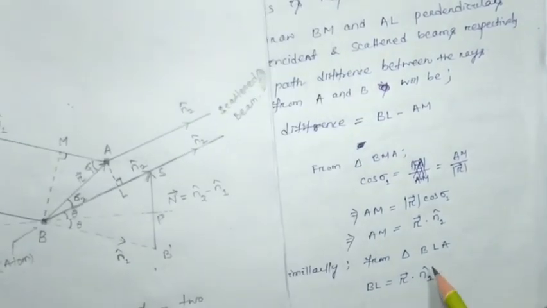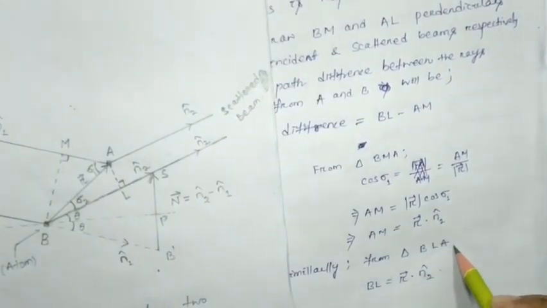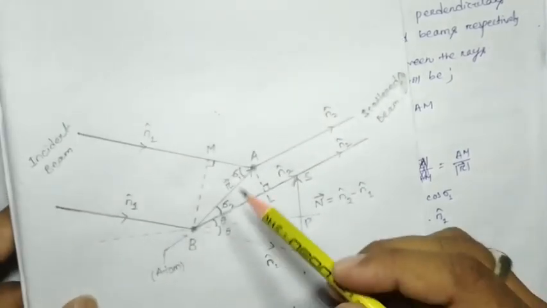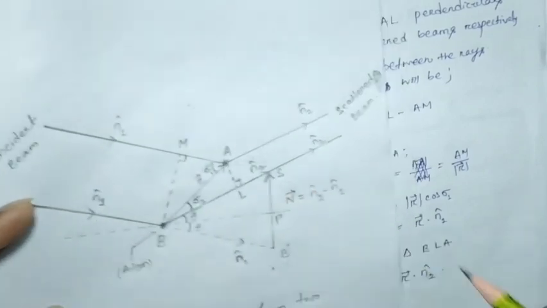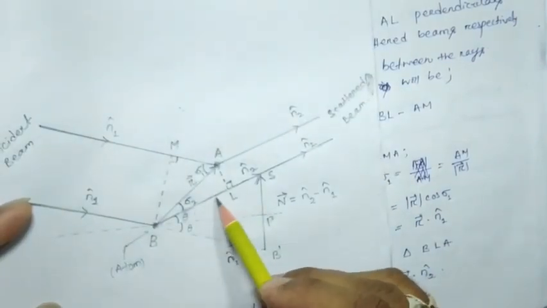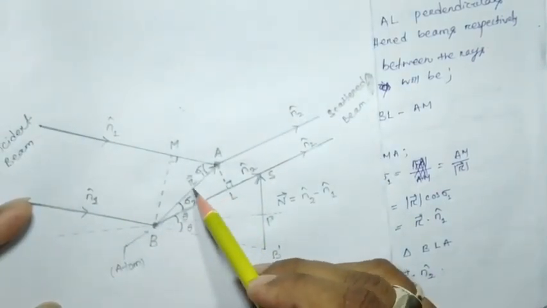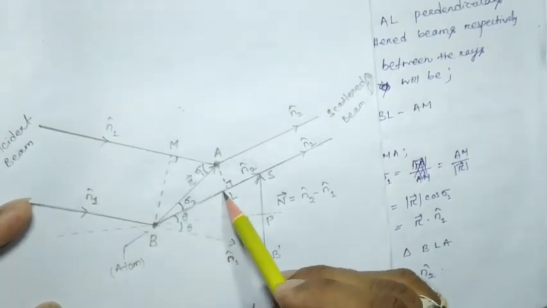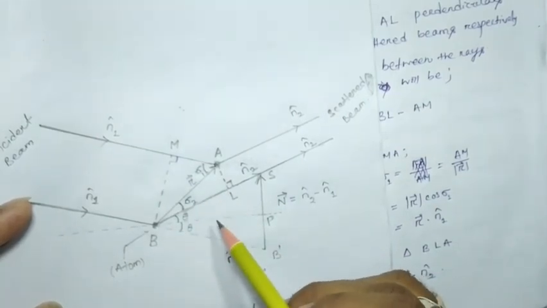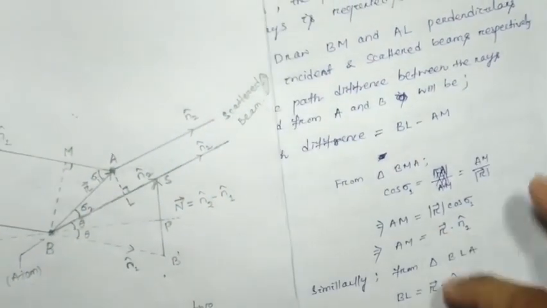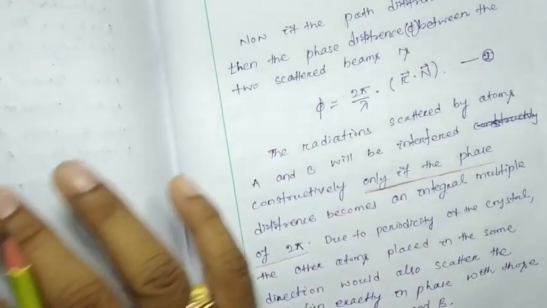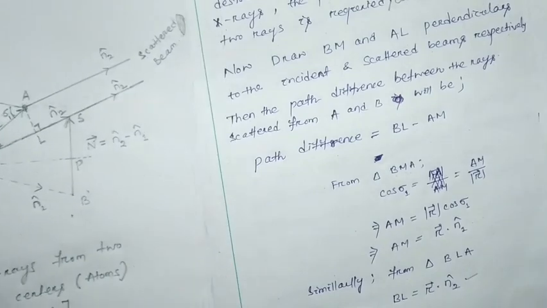Now similarly, if we consider the BLA triangle, where is the BLA triangle? Likewise we can consider that BL will be nothing but R dot N2 cap. Okay. Now these two things we have got over here. This will be required for measuring the path difference.